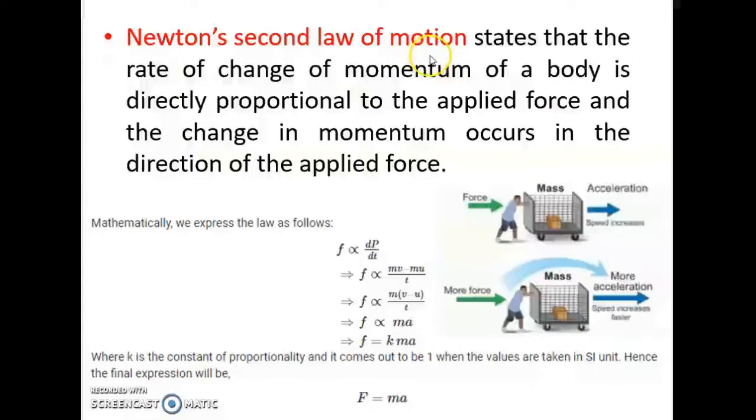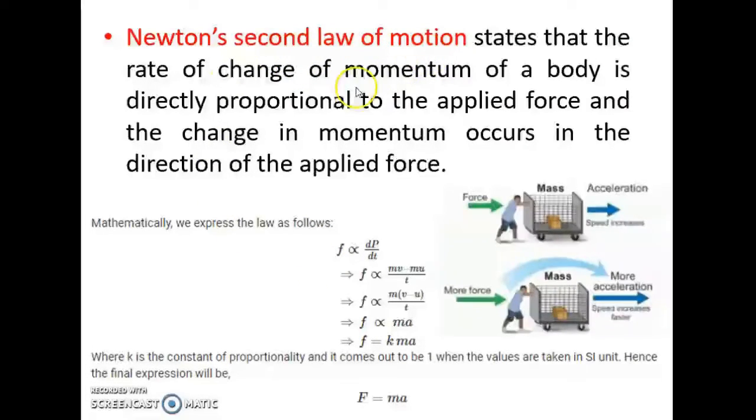Moving on to the next law, Newton's second law of motion. It states that the rate of change of momentum of a body is directly proportional to the applied force, and the change in momentum occurs in the direction of the applied force. So Newton's second law of motion gave us the expression for force, which states that force is equal to mass into acceleration. Let us now see how did we get the expression for force.